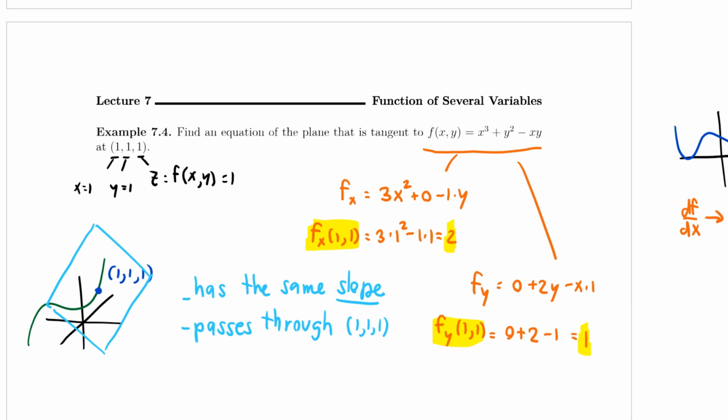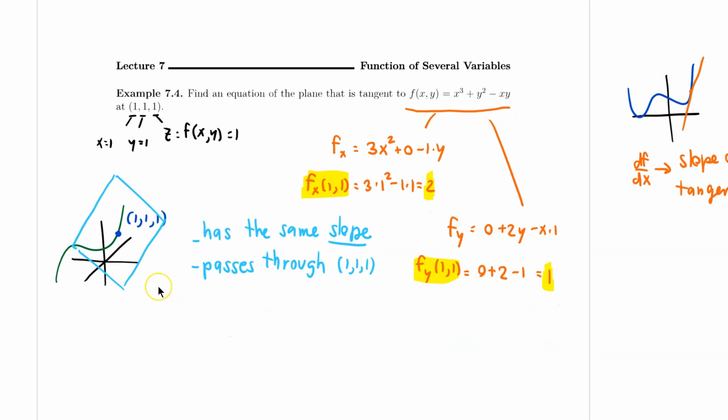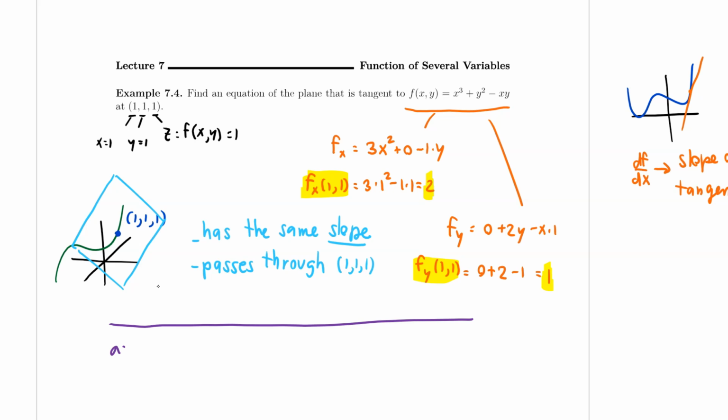So if we stop and think for a moment, we would like to find an equation of the plane, and we knew that the general form for the equation of a plane would just be ax plus by plus cz equal to something, let's call it d.